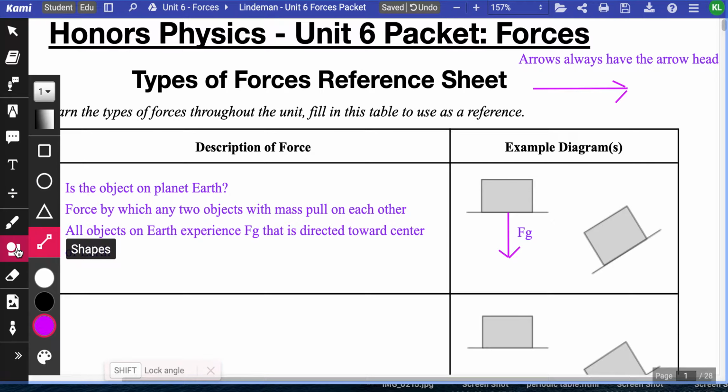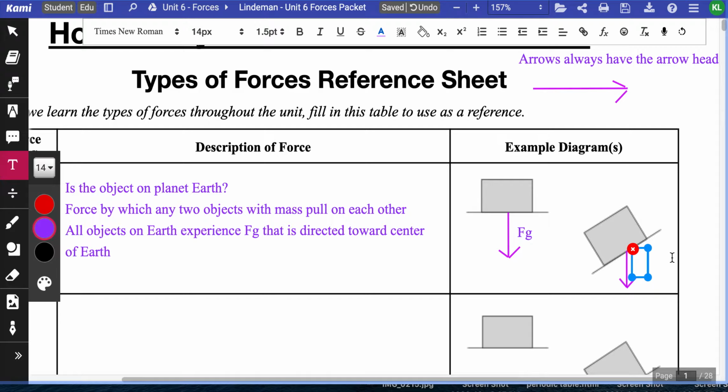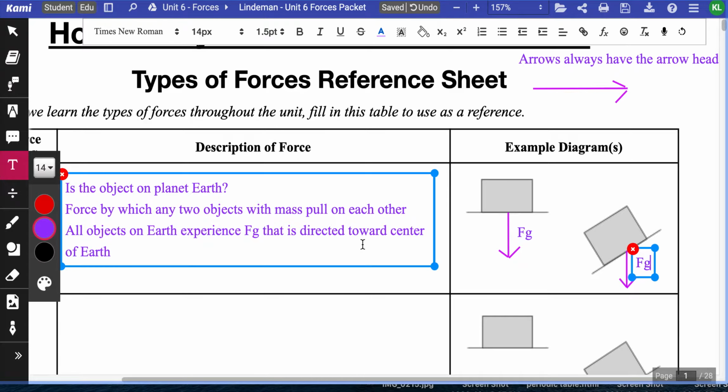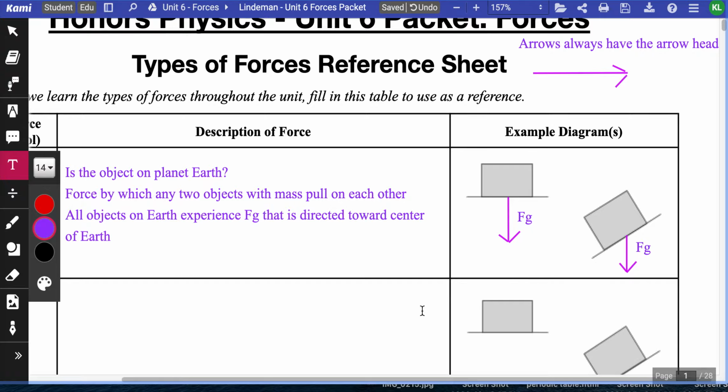Again, this is all kind of learning how to do this within Kami. Okay, so again, this object is on an incline, but it is on planet Earth. So we have our arrow pointing towards the bottom of the page, and I label it with FG, okay? So that's gravity force.